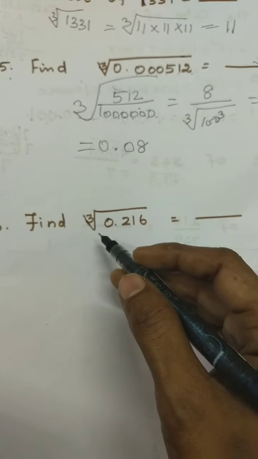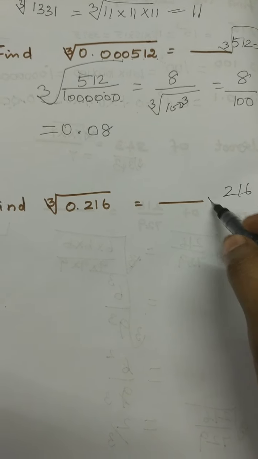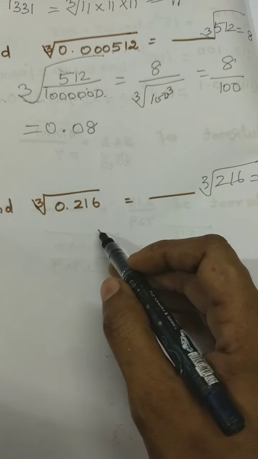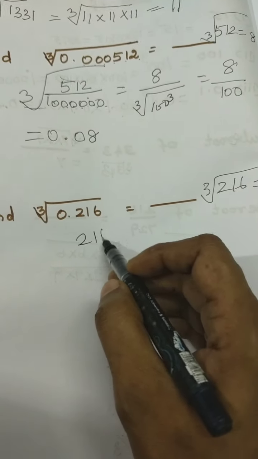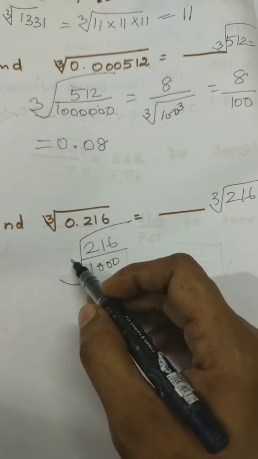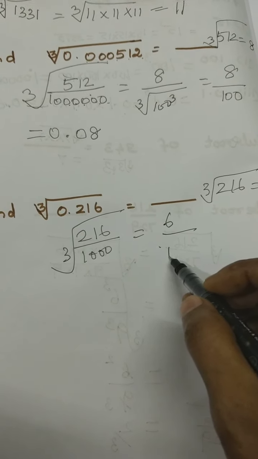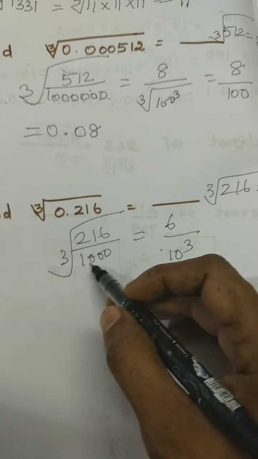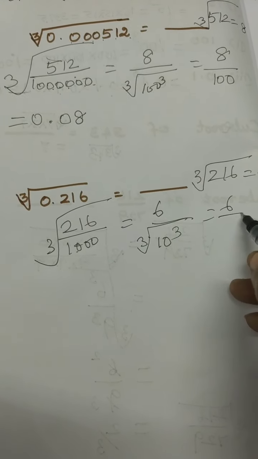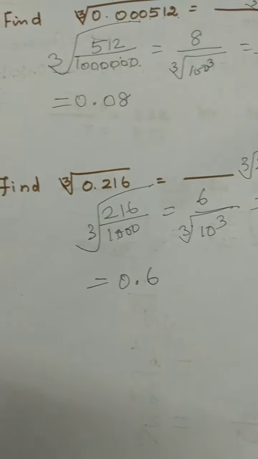The next one. Find the cube root of 0.216. Already we know that the cube root of 216 is 6, isn't it? So now we have to write this as 216 divided by 1000. Now this becomes 6 and the denominator is 10 cube, isn't it? Okay, now it will come as 6 by 10. The answer is 0.6.